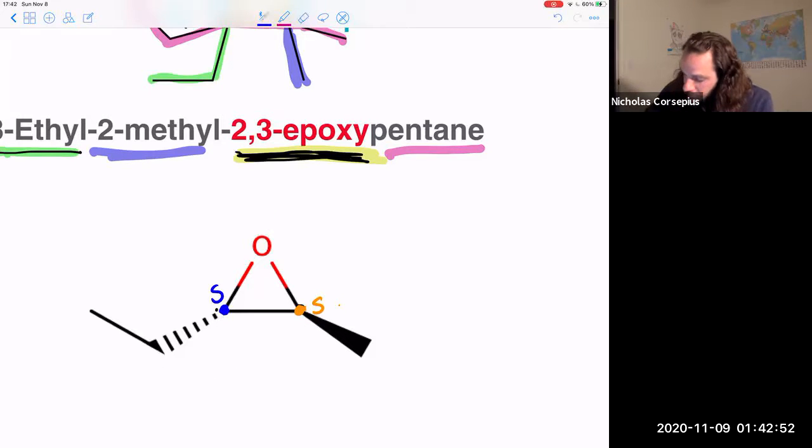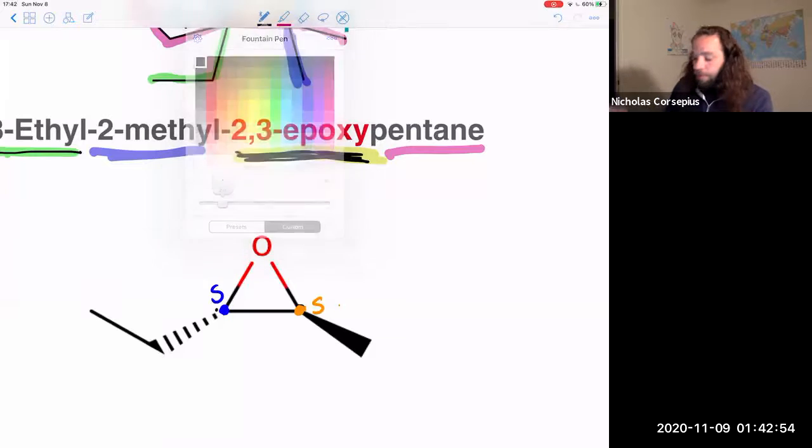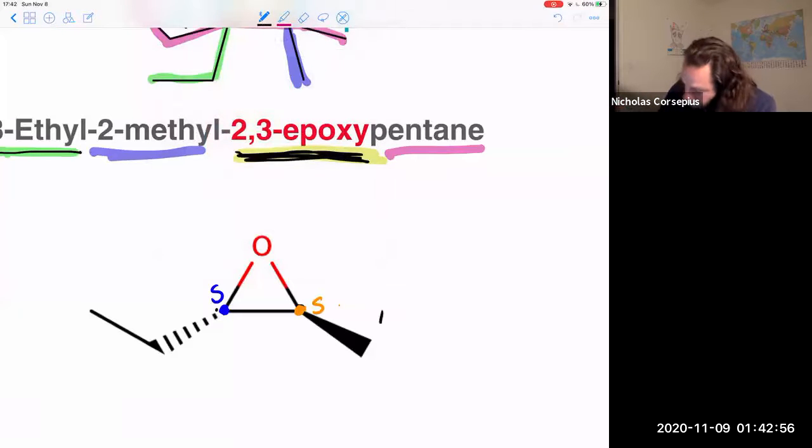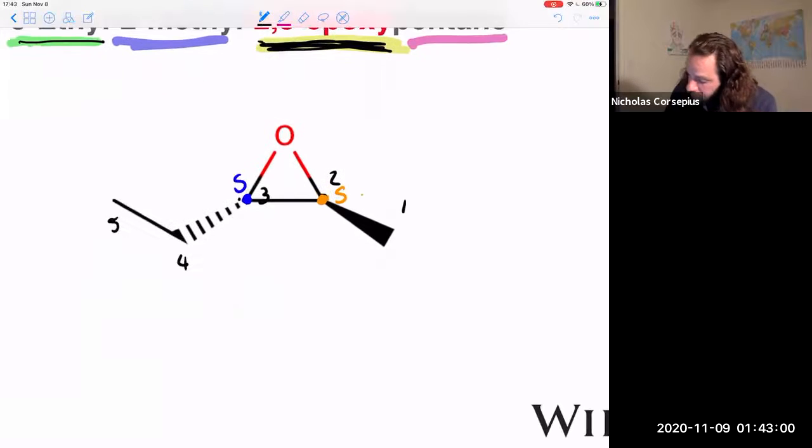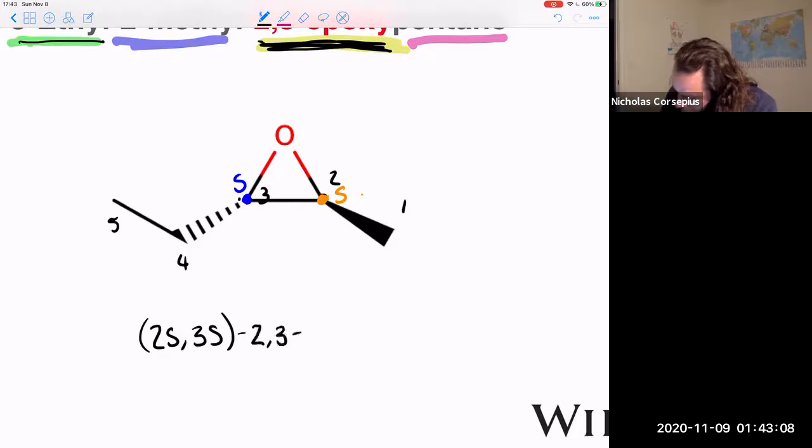So the full name for this molecule here, again, I got to find my parent chain. That's 1, 2, 3, 4, 5. So it's 2S,3S-2,3-epoxypentane. Okay.